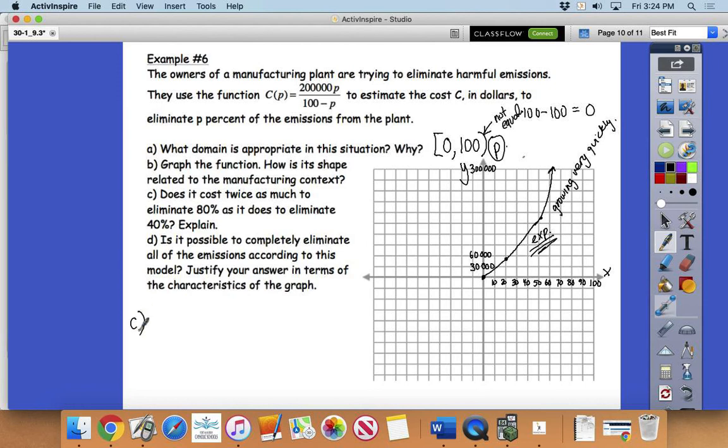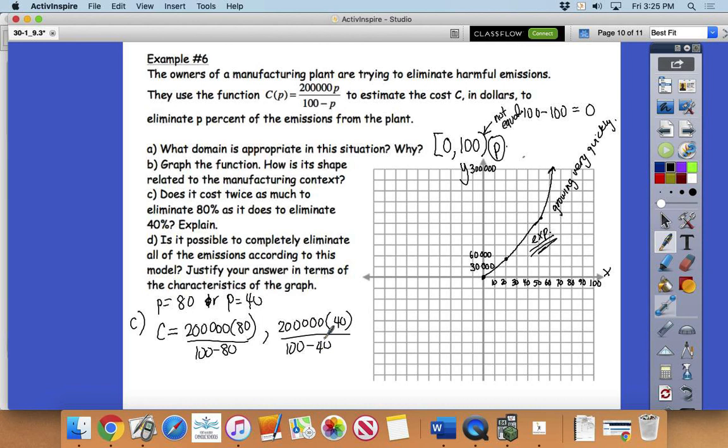Does it cost twice as much to eliminate 80% as it does to eliminate 40%? Let's check. Percent is what our P value is. So they're saying, what if P is 80, and then what if P is equal to 40? Let's plug it into our equation and see what we get. What is the cost if we do 200,000 times 80 and divide it by 100 minus 80? And then we'll do the same thing for 200,000 times 40 divided by 100 minus 40.